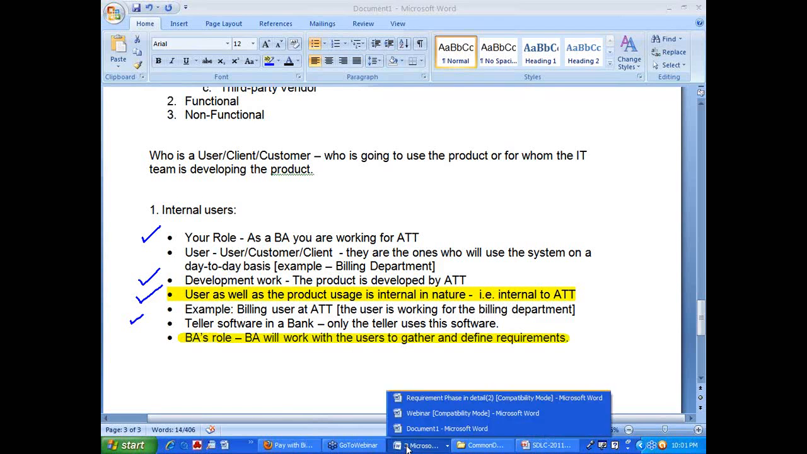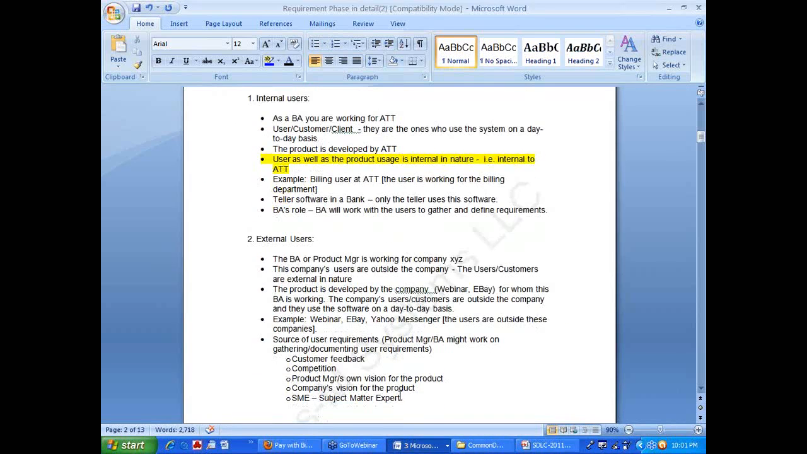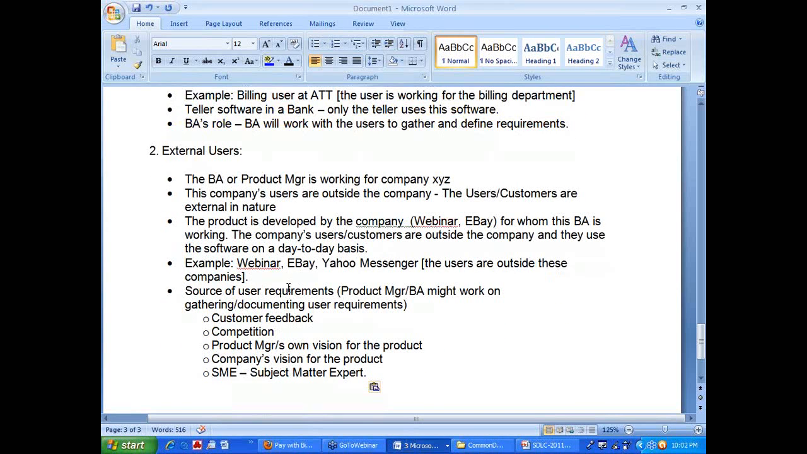Then what are external users? Users are external in nature, right? So let's look at it. Okay. So now it slightly changes. You are still a BA. You still work for a company XYZ. So okay, let's take in this case, let's say a webinar. We are currently using a webinar.